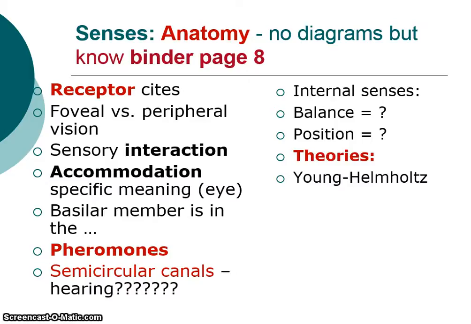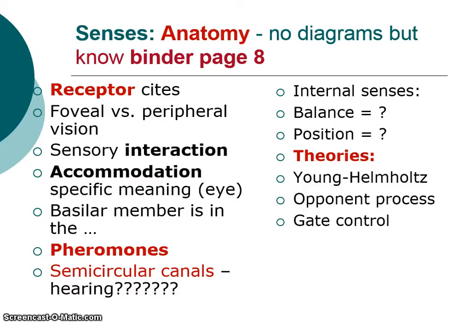And then for theories, make sure you know the difference between the Young-Helmholtz trichromatic theory versus the opponent process theory. Those are both with color vision. And then for pain, you had the gate control theory and how it's good to rub the area that's in pain so that the surrounding neurons send a message to the spinal cord and shuts the gate of pain.